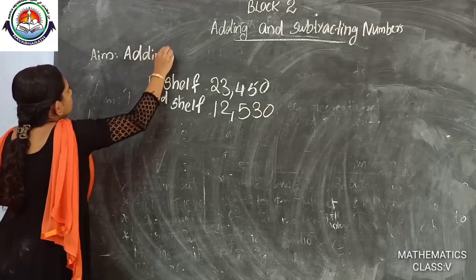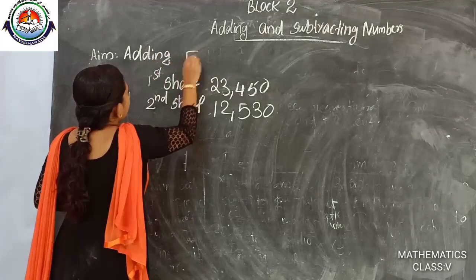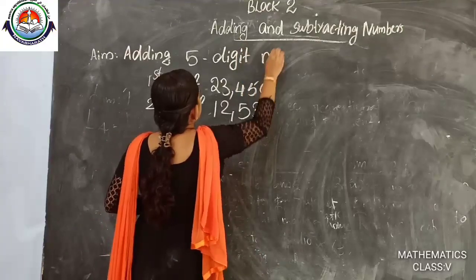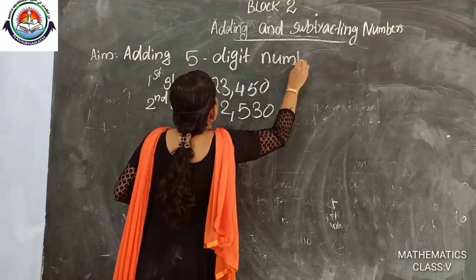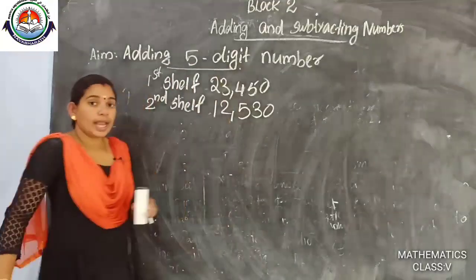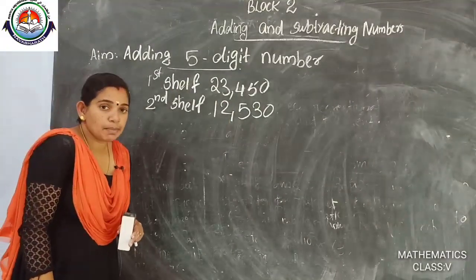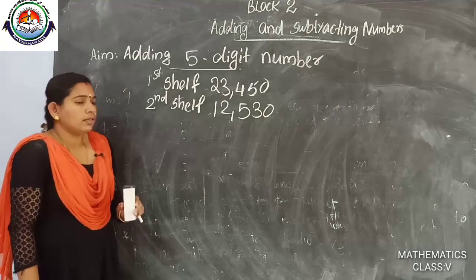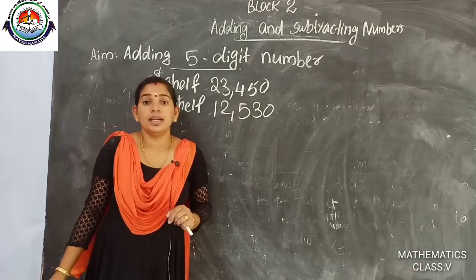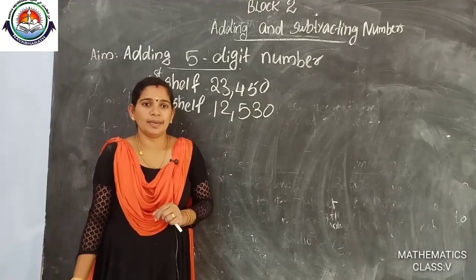Adding 5-digit numbers. Okay. Using the abacus, how do we add this? We will check it.